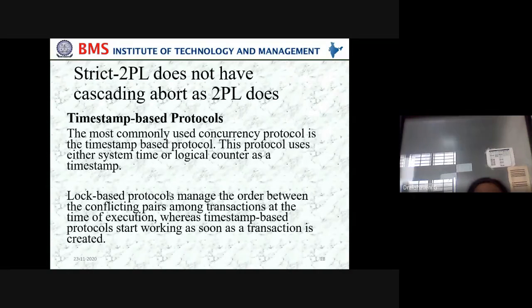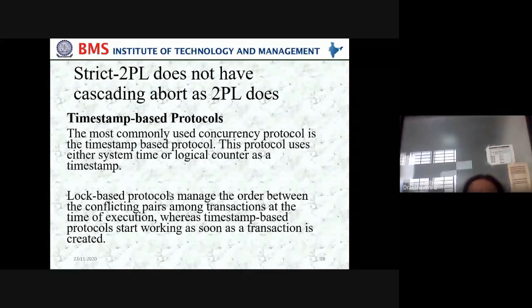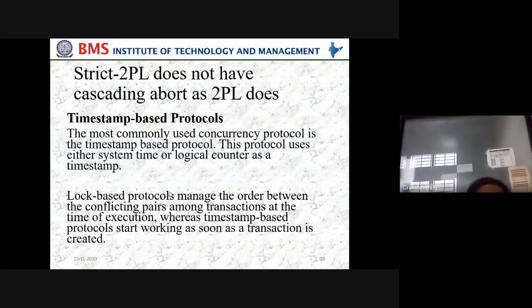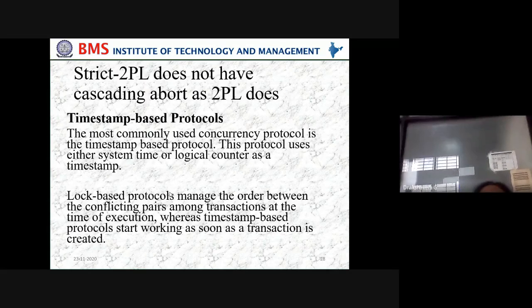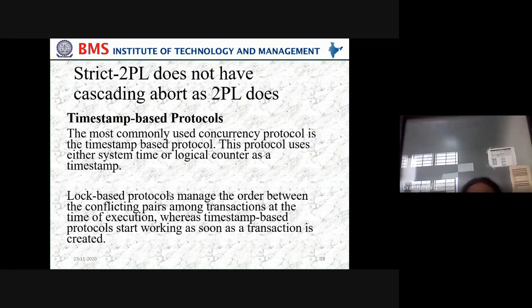That's what we were saying. There are two types of protocols: one is lock-based and another one is timestamp-based. So here the strict 2PL does not have a cascading abort as 2PL does. So a timestamp is given for each transaction, then we start giving a value for each. That's what a timestamp-based protocol is. The most commonly used concurrency control is the timestamp-based protocol. This protocol uses either system time or a logical counter as a timestamp.